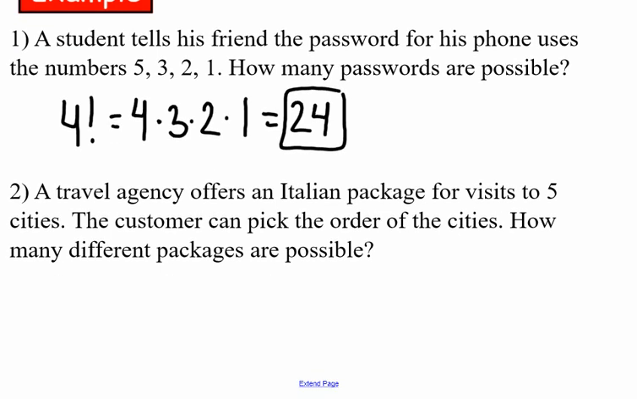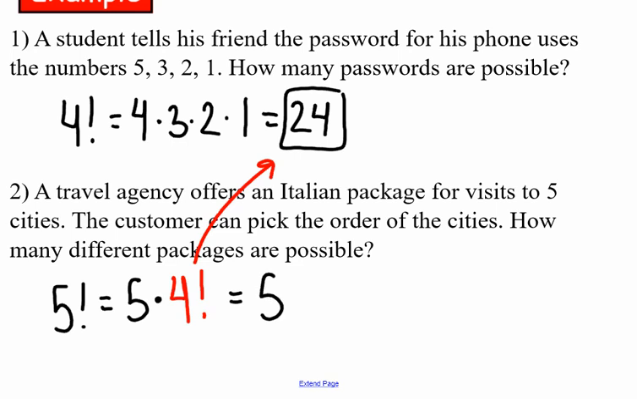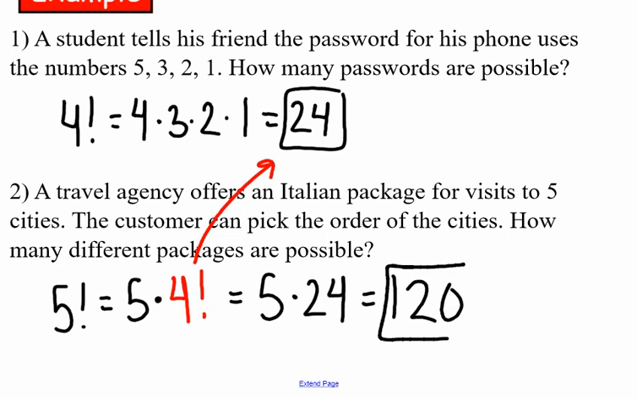Second situation, let's say a travel agency offers an Italian package for visits to 5 cities. The customer can pick the order of the cities. How many different packages are possible? Well, 5 different cities. How many ways can I rearrange 5 cities? 5 factorial. Well, 5 factorial is really just 5 times 4 times 3 times 2 times 1. Well, that's just 5 times 4 factorial. And we just found 4 factorial up above was 24. So this is really just going to be 5 times 24, which is 120. Or if you want to, you can grab the calculator, type in 5 factorial, or 5 times 4 times 3 times 2 times 1. I'm just being a little bit more efficient.